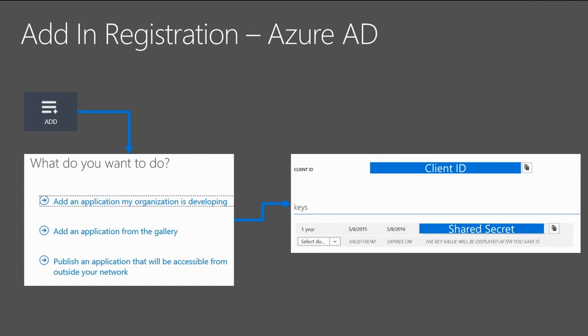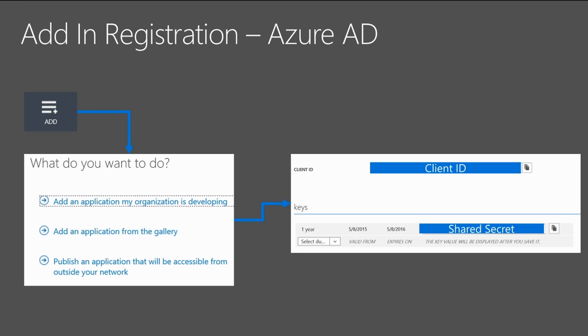When you're looking at registering your provider-hosted app, let's say you're in Azure. You're going to click Add an organization, add an app my organization is developing. It's going to generate a client ID for you. You're going to push the button. It's going to create a shared secret for you. Little hint, when you click the button and it generates a shared secret, you've got to copy that shared secret because it will not show it to you again. You can always generate more, but you will not see that again.